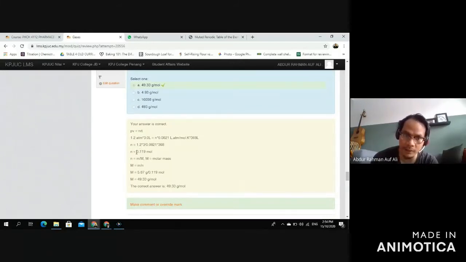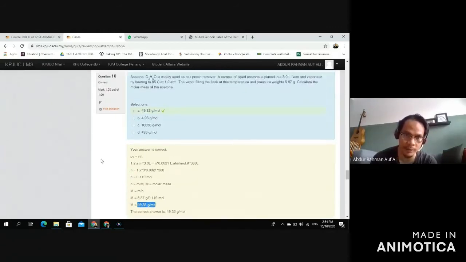So include this value in this formula, n equals m over M. So make M the subject. So mass 5.87 divided by 0.119. So the molar mass of acetone is 49.33 gram per mole. The answer is A.